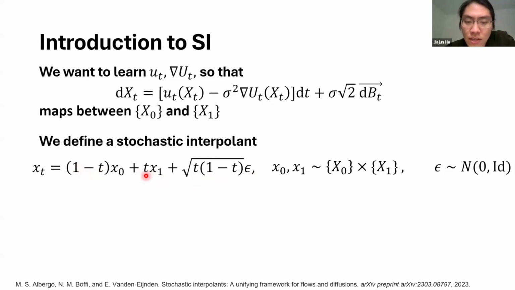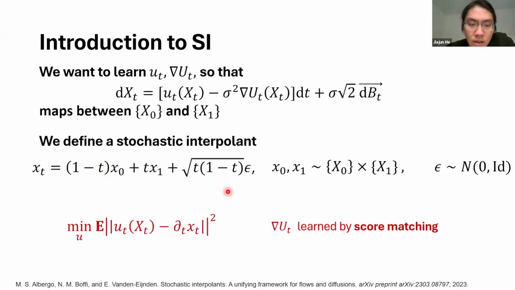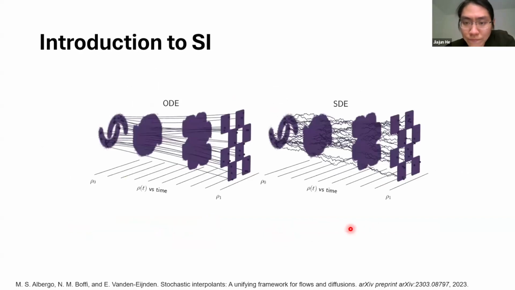This coefficient, and this coefficient, can be something else as long as this one goes from 1 to 0, this one goes from 0 to 1, and this one goes from 0 to 0 with some non-zero value in between. So you can define, for example, cosine, sine, something like that. After you get xt, you can learn this ut, this vector field, by matching the time derivative. It's just like how you do flow matching. And here, this u is a score, so we can learn it by denoising score matching, or even target score matching.